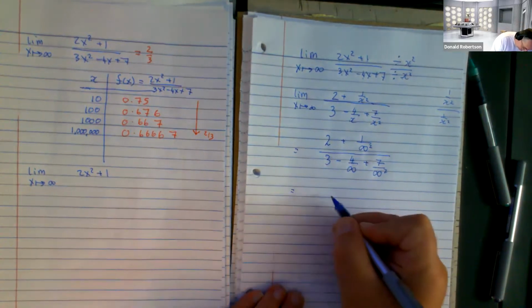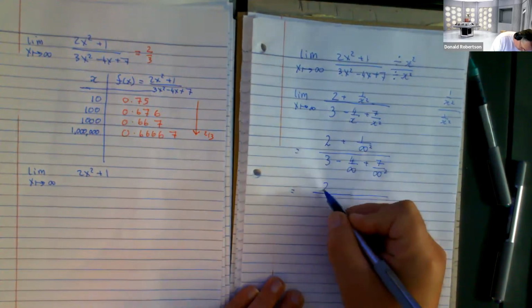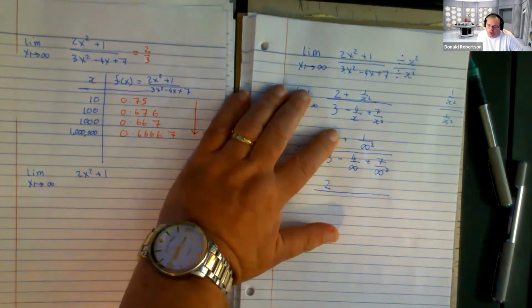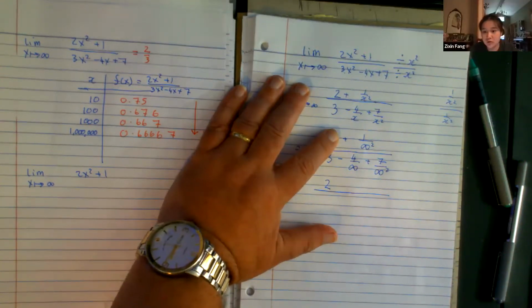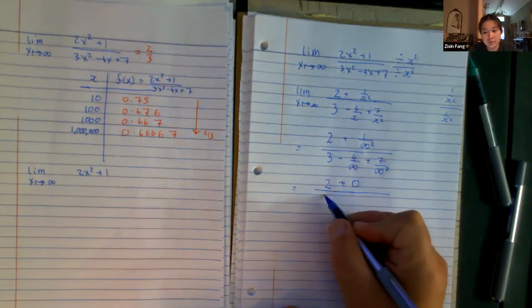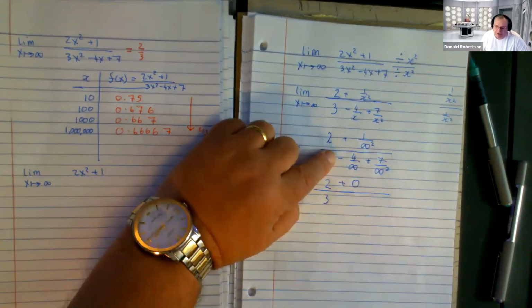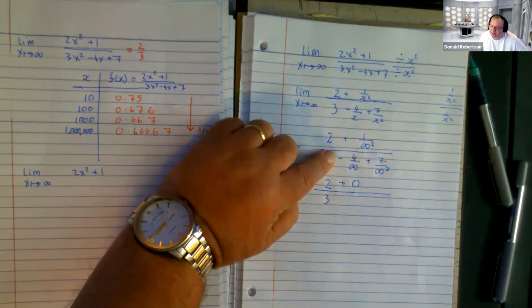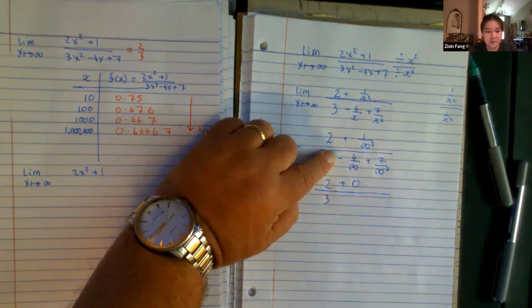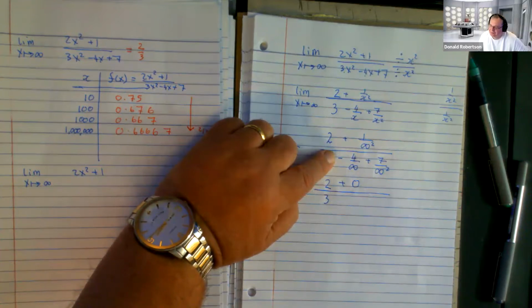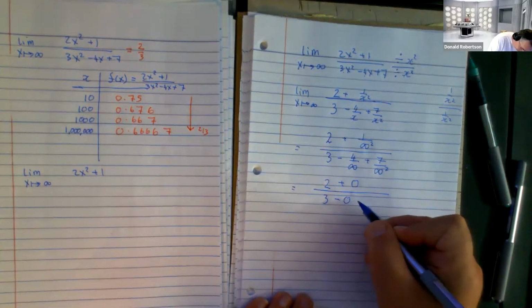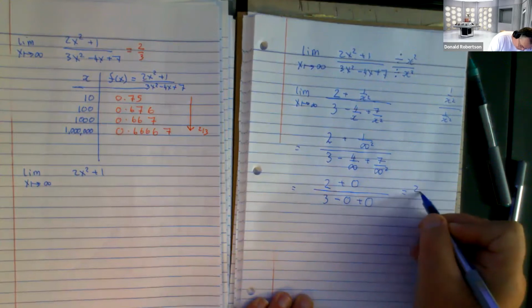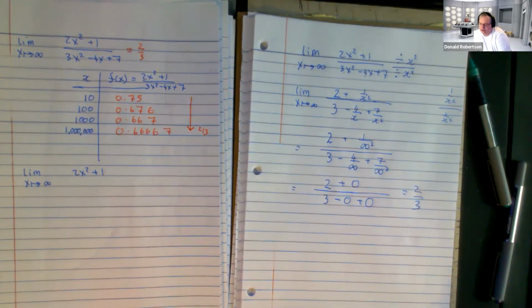Okay. 2 is 2. What would 1 over infinity squared get me? 0. 3 is 3. What would 4 over infinity get me? 0. And 7 over infinity squared? 0. So 2 plus 0 over 3 minus 0 plus 0. Can you now see that we have the answer that it's 2/3?